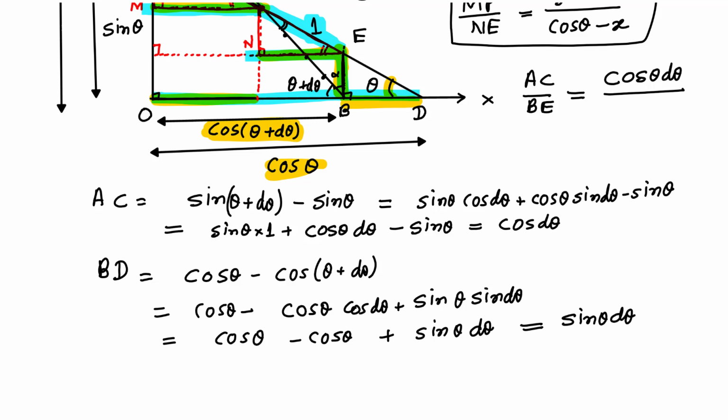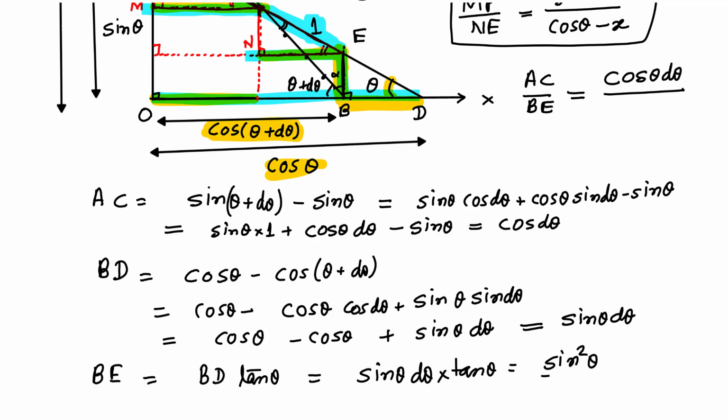So now we have calculated BD, and then BE is what? BE is nothing but tan theta of BD. So BD times tan theta. So you see here, this triangle PE is equal to tan theta of BD. So BD tan theta, and BD we already calculated as sin theta d theta, and this times tan theta. So this is simply sin squared theta by cos theta times d theta. So we can plug this value here. So we will have sin squared theta divided by cos theta and d theta. So from here you can say AC by BE is nothing but cos squared theta divided by sin squared theta.